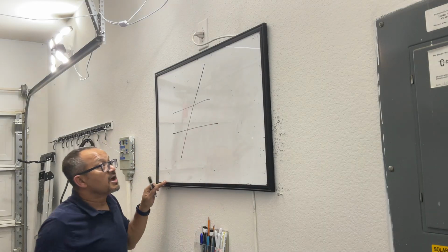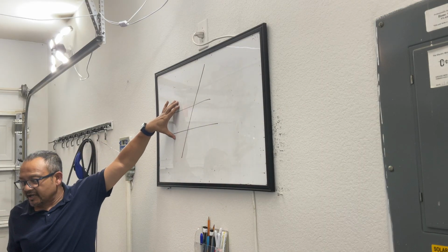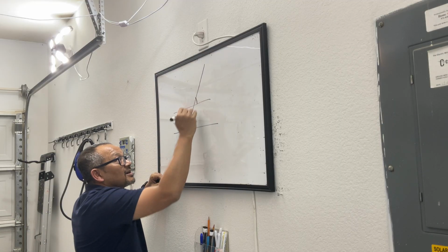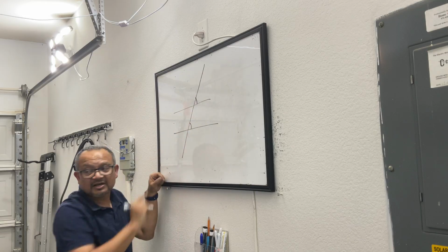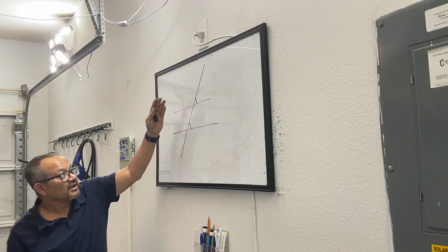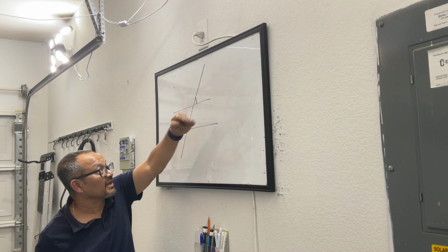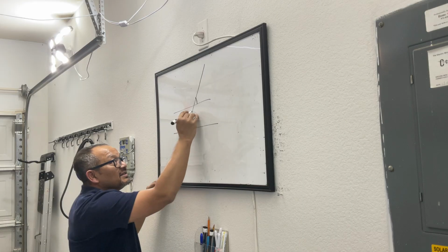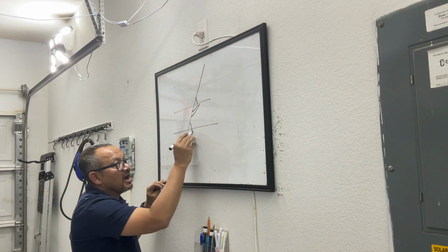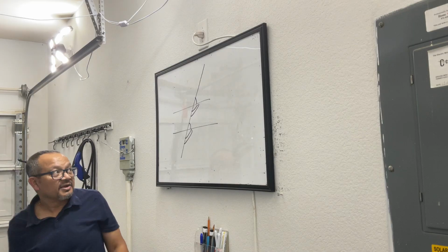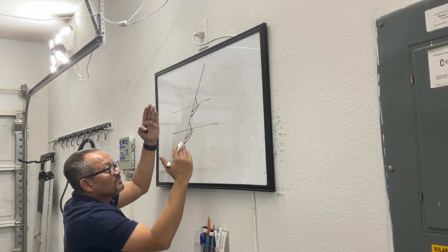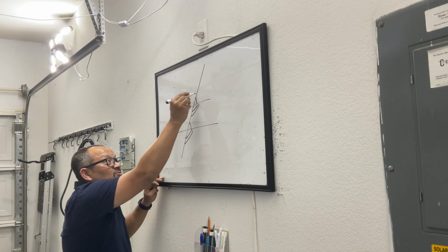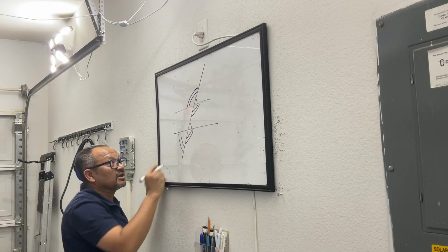Anyways, if I have a pair of parallel lines and a third line intersects them, these angles are called corresponding angles. This one and this one are corresponding angles because they are on the same side of the intersecting line and both are above the parallel lines. Similarly, this one and this one are also corresponding angles because both are below the parallel lines and both are on the same side of the intersecting line.